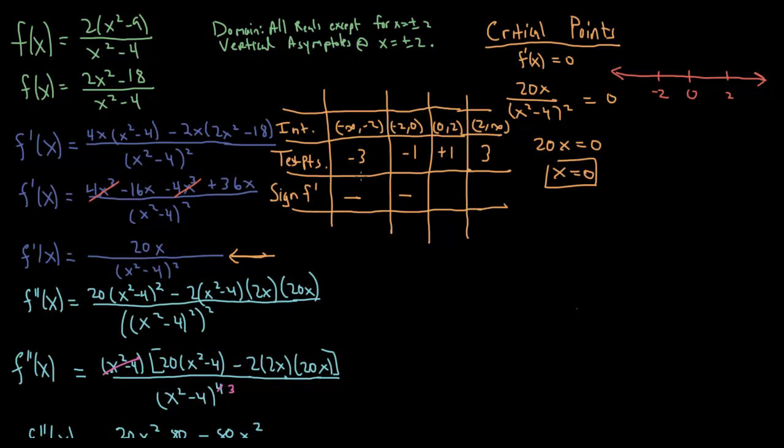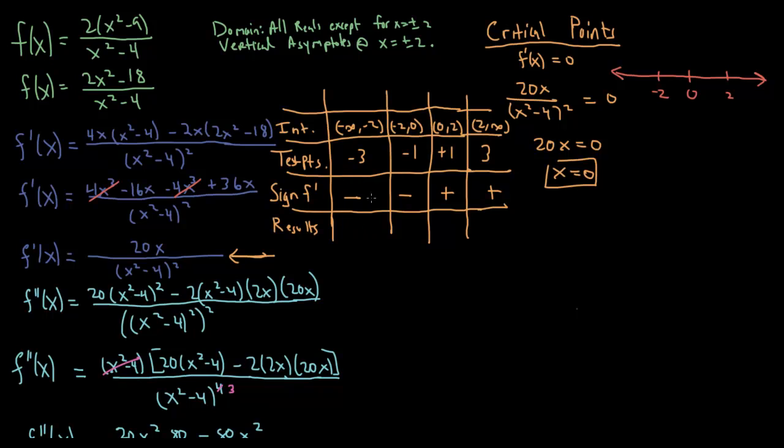Okay, now let's look at plus 1. Clearly if you have plus 1 times 20, you get 20, which is positive. And then 3 times 20 is 60, which is positive. So as far as our results are concerned, we're not increasing.